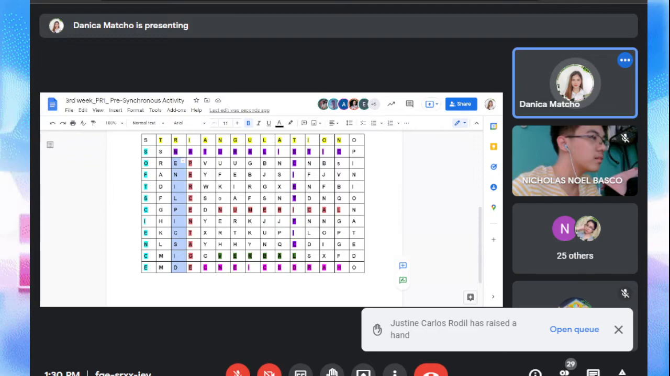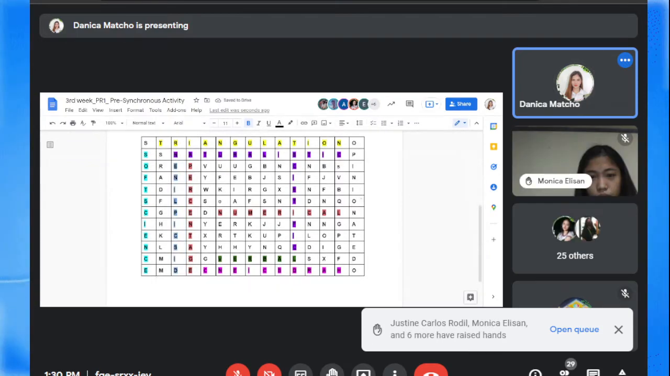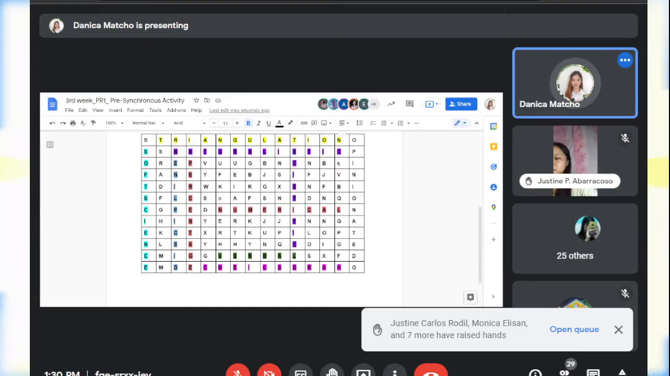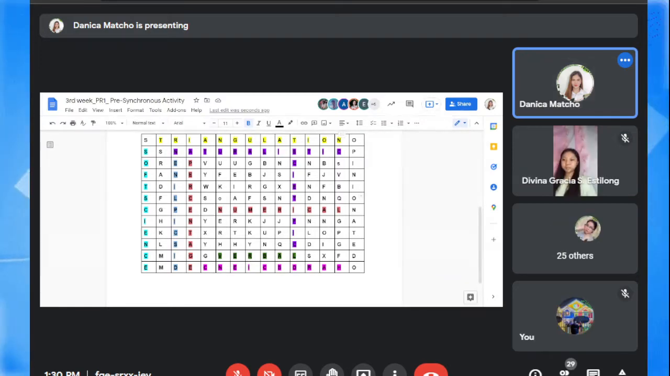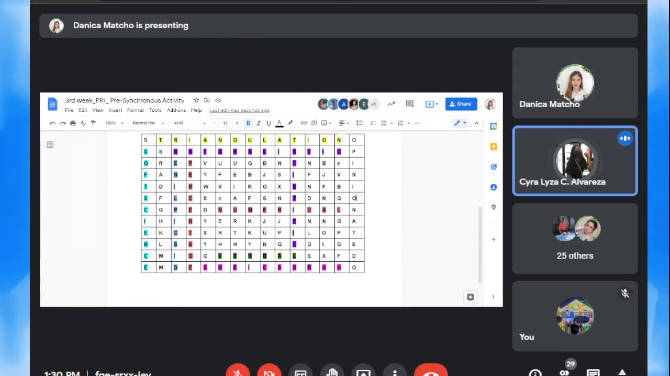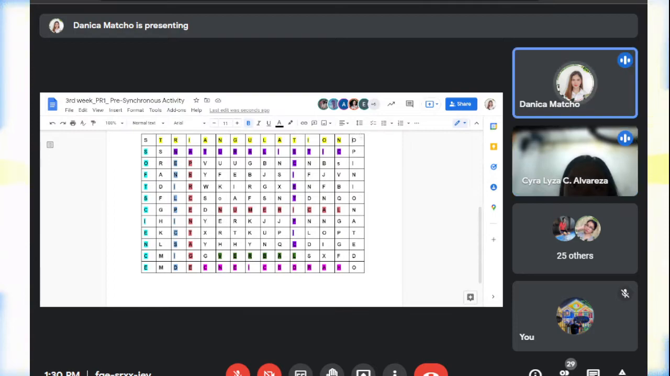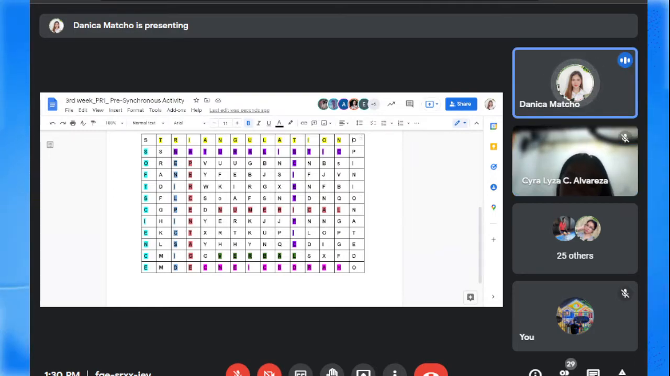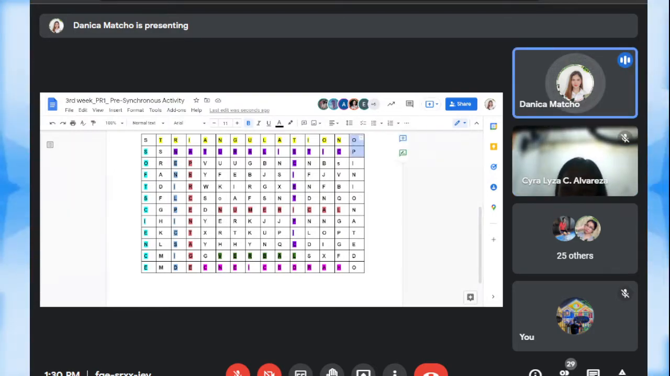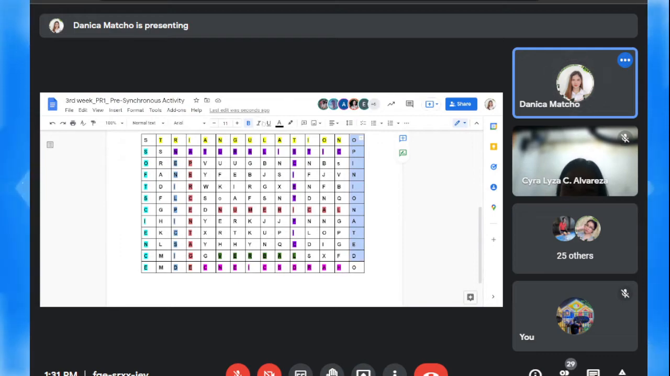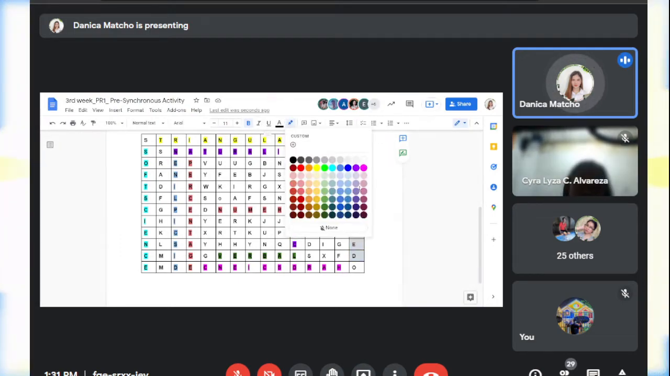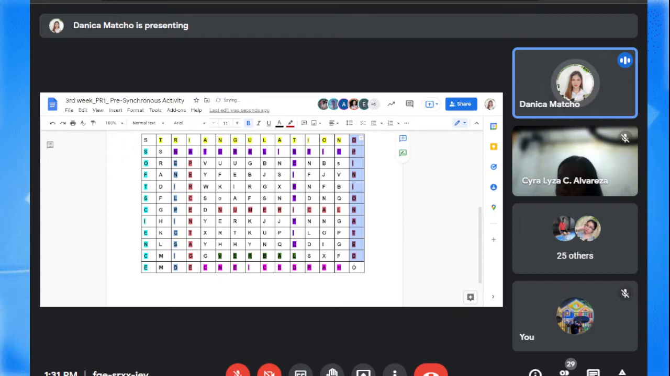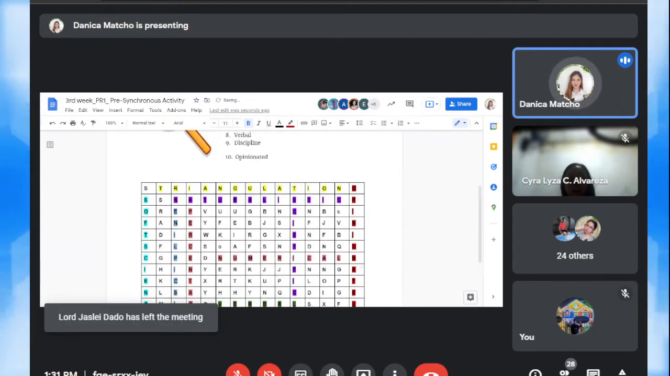Next, what else? So lastly na lang pala, we have the word opinionated. Where can we find the word opinionated? Let us have Syra. Last column, first row. Okay, pababa. Of course, kasi wala tayong pataas dyan, no? So, downward, we have the word opinionated. Ayan. So, very good. Thank you for those students who participated on our pre-synchronous activity.